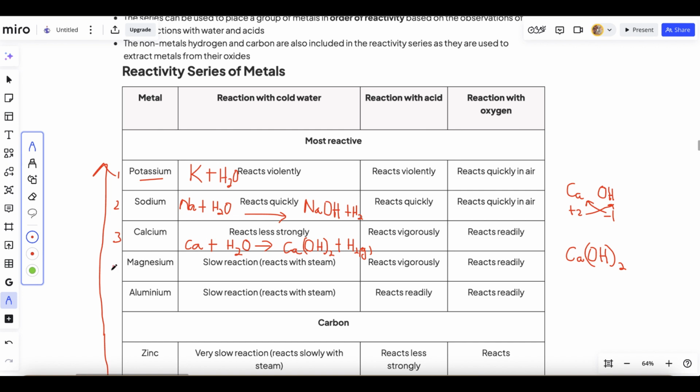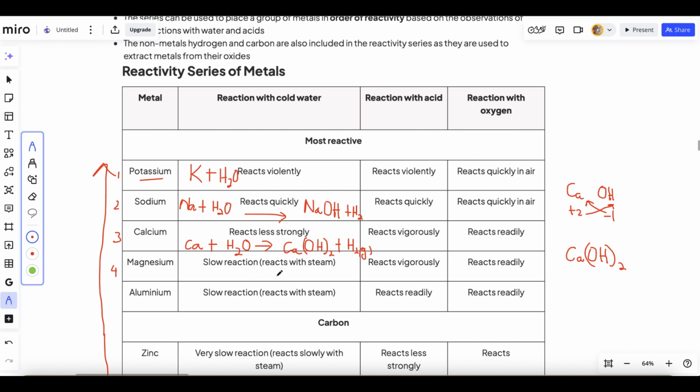Magnesium does the same, but it is a slow reaction. It is a little bit slow in the reaction with cold water. Slow. But it reacts with steam very fast. When you react with steam, you form magnesium oxide. It doesn't form magnesium hydroxide; it forms magnesium oxide. When metals react with steam, they form oxides. Metal plus steam forms metal oxides.